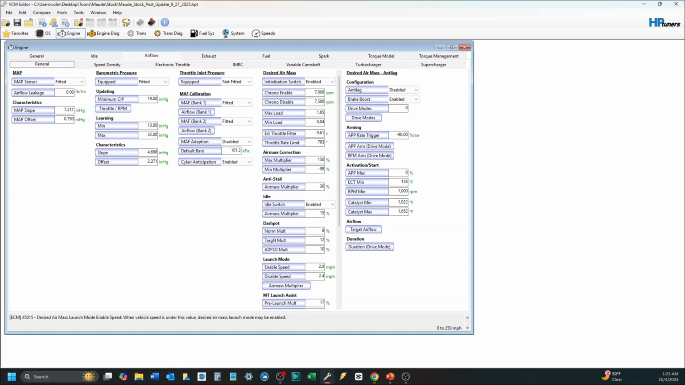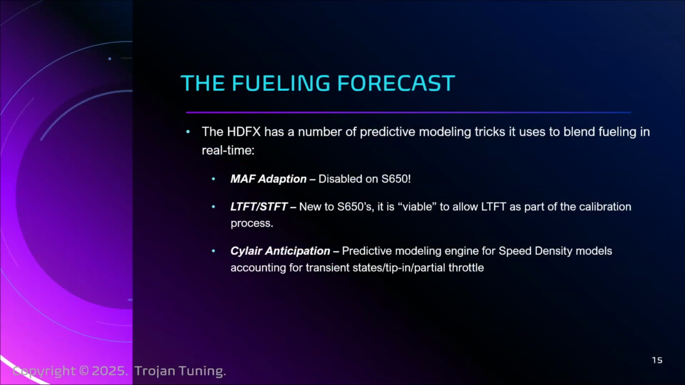And it's looking at the different states of the engine and making calls, especially for transient states when we're either tipping in and out of power or we're at partial throttle. If we're moving from one state to the next, the Cylair anticipation is the bread and butter predictive modeler. Now, previous generations have had it. Other big blocks have it, right? The S650 does have it.